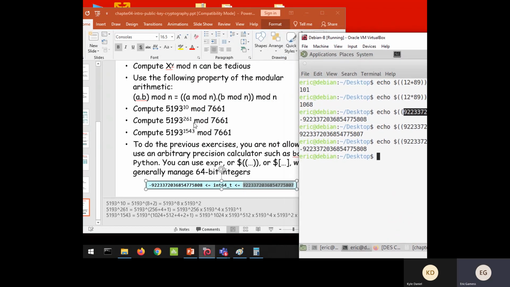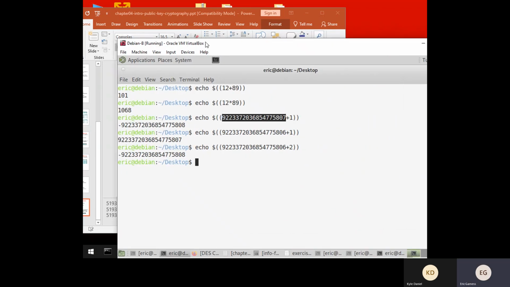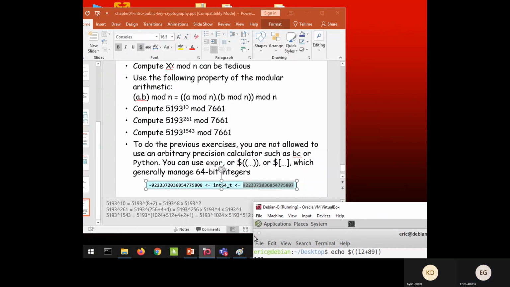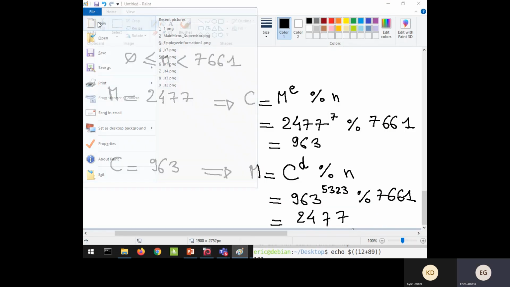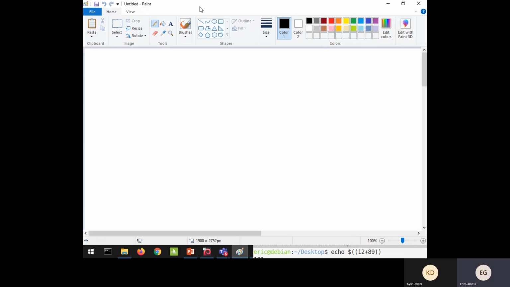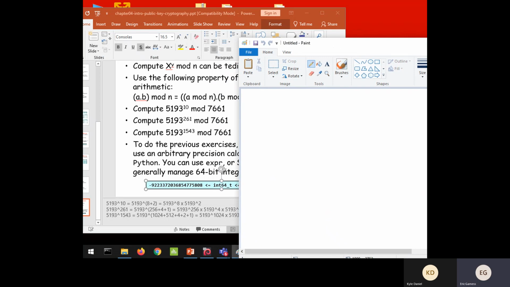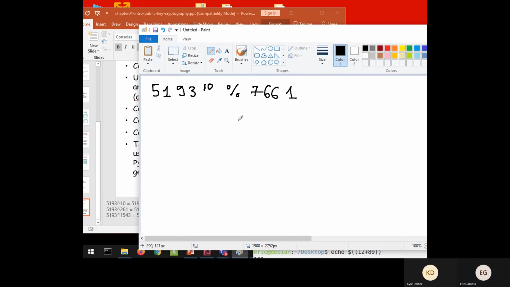So first of all, how can we solve that by hand? I want to solve it by hand. Say that if you want to solve, for example, 5,193 to the power of 10 modulus 7,661. How can we do that? Okay.